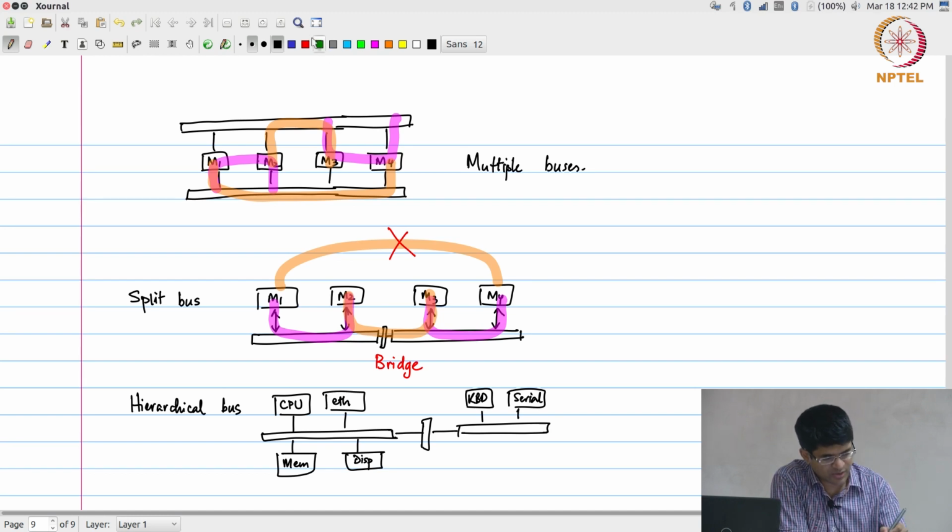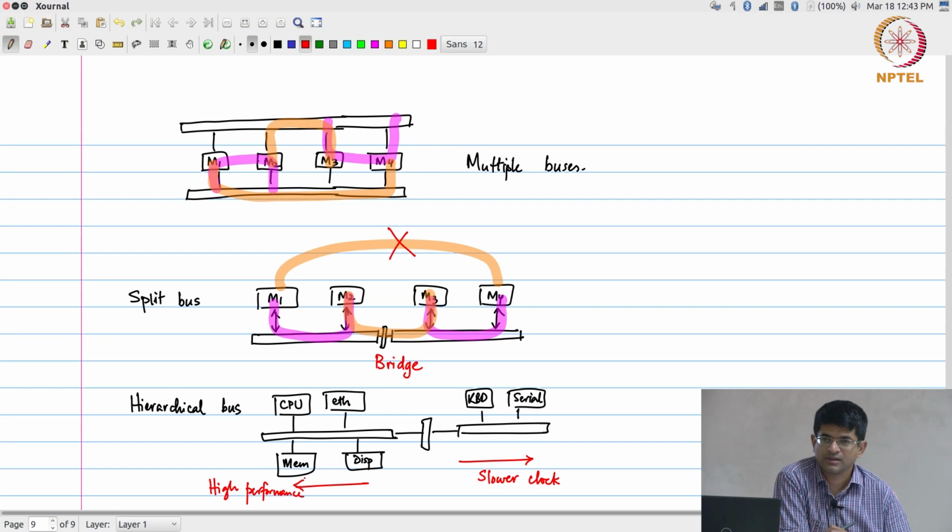You might even have a situation where I just run this at a slower clock. And this is the high performance side, right? And you could take this further. You could basically have the splitting of the buses taken to multiple levels, where I first have a split and then further split it into other peripherals.